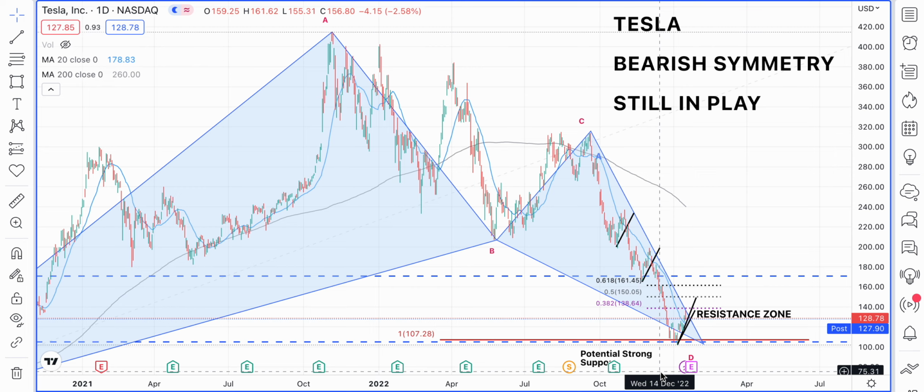Today we'll be taking a look at the stock Tesla. This video is for information purposes only and it is for educational purposes and it is not financial advice. You'll have to do your own work.